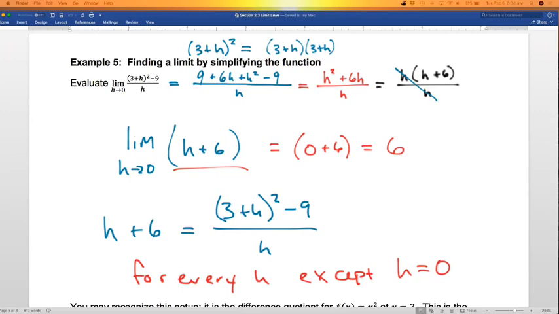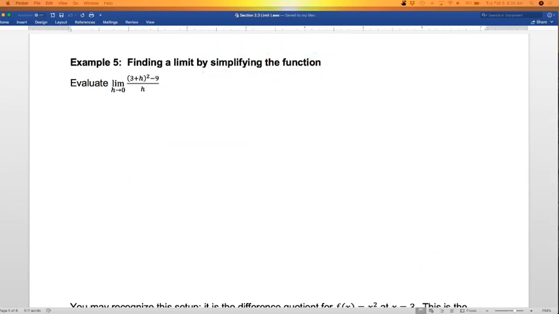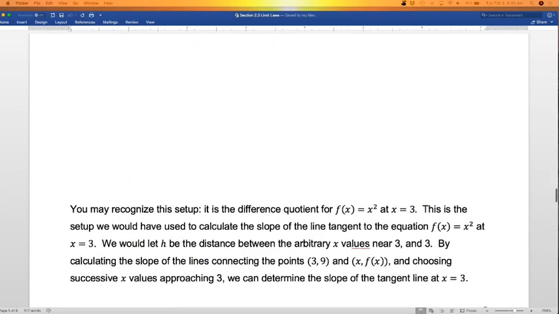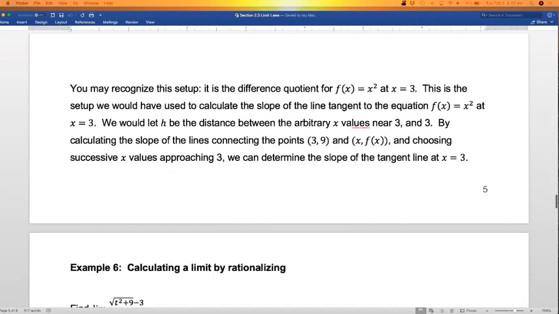So let's look at a problem that we saw in the last section. It was a really weird looking equation. This just highlights the same thing. That is the same problem, the difference quotient for x squared at x equals 3. That's the setup we would have used to calculate the slope of the line tangent to the equation f of x equals x squared at x equals 3.